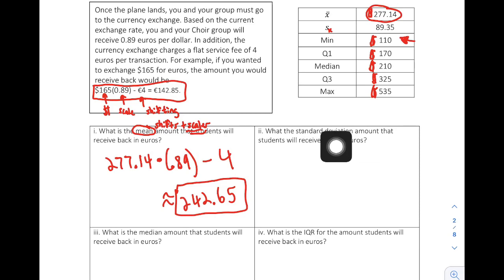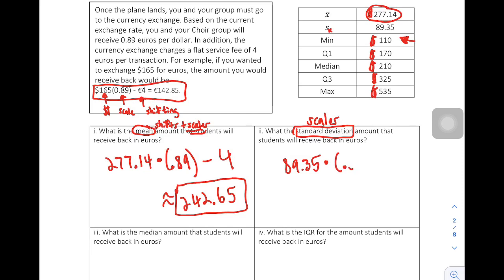Over here, what is the standard deviation amount that students will receive back in euros? So standard deviation is a measure of spread, and spread, we know, is only affected by scales, not by any shifts. So the original standard deviation was $89.35.